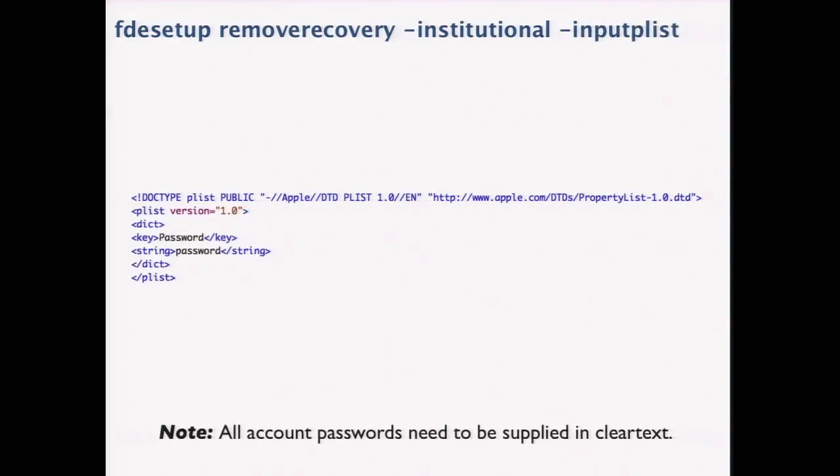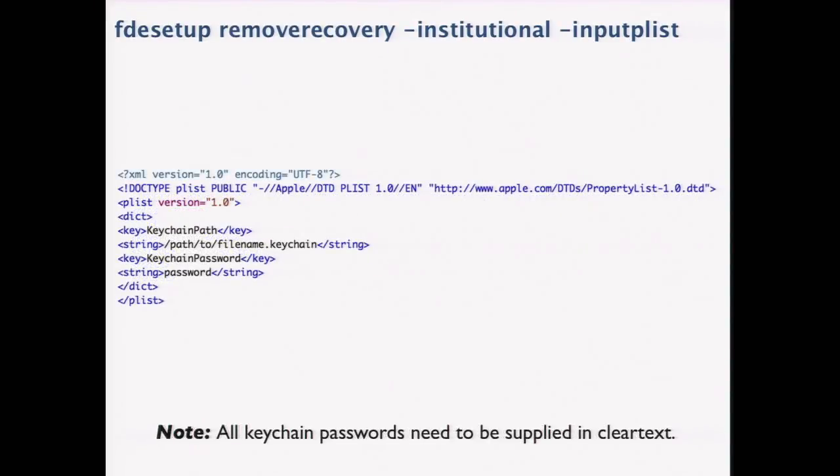For those who want to automate this process, fdesetup also supports using a plist to remove the institutional key. You would store either the password of an existing FileVault 2 enabled user or an existing personal recovery key, if applicable, in the password key of the plist. You can also use a plist which references the keychain containing the public and private key of the institutional recovery key that you want to remove. So, as before, for the keychain path, you'll put in the path to that keychain. You put in the keychain password to unlock that keychain, and that should be it for your plist.